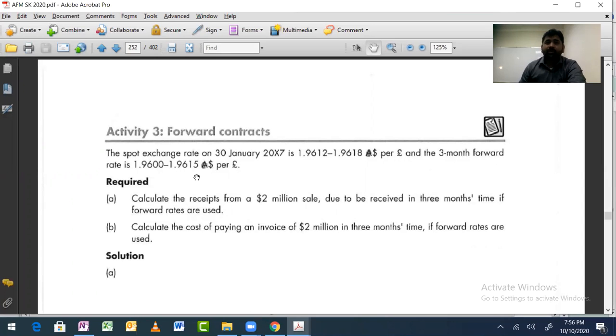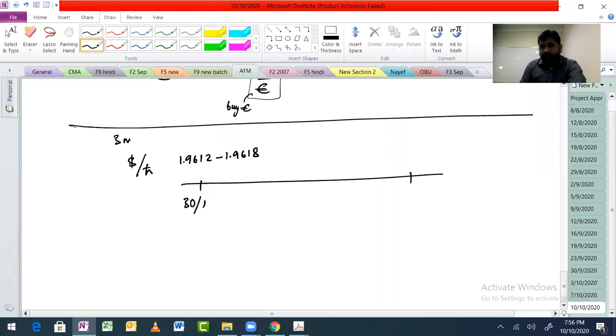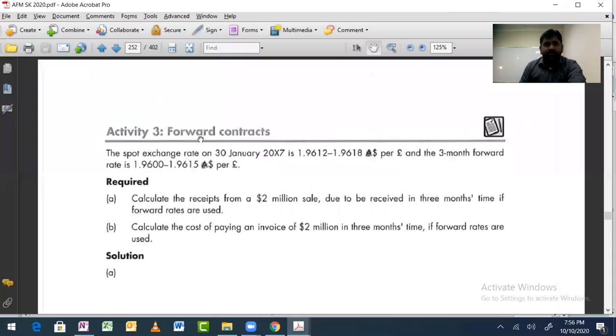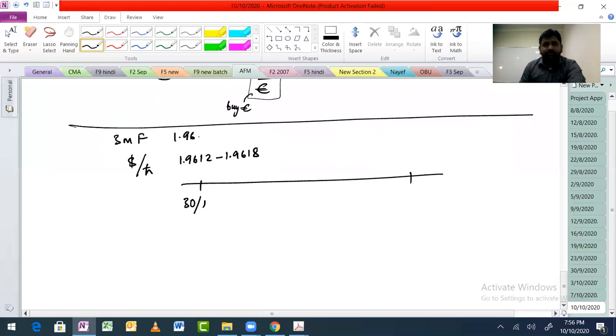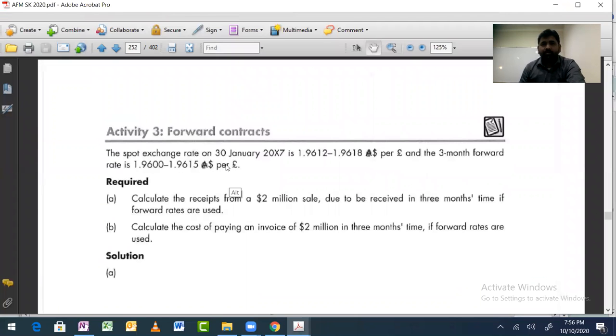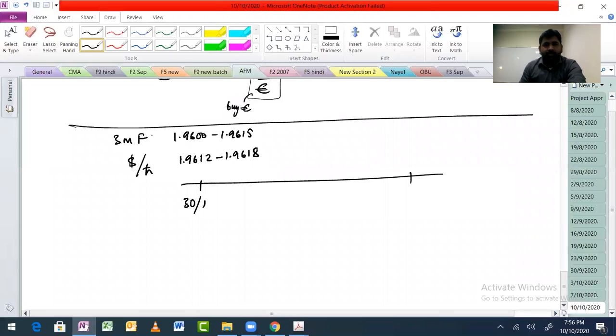And the 3 month forward rate. As of this date only, today they are telling you the 3 month forward rate is 1.96 and 1.9615, same dollar per pound. So today you walked into the market and you got these two rates. So obviously you will be going for this, meaning the deal will be done after 3 months, but at this rate. This is the whole thing of forward.